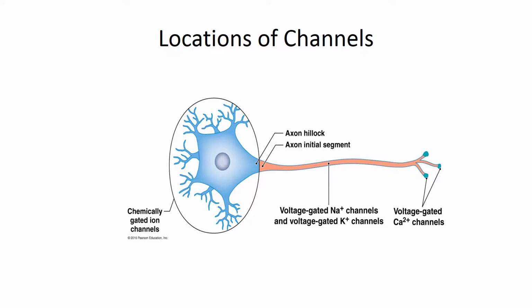And again, certain channels are located in the axon of the nerve, and other channels are located on the dendrites and cell body, like the chemically gated ion channels versus the voltage-gated ion channels, which are located on the axon.